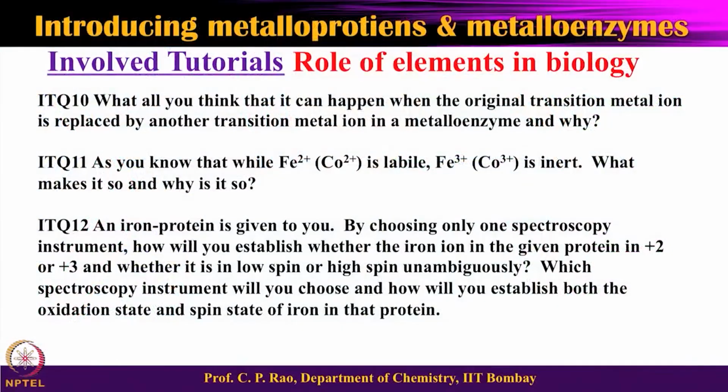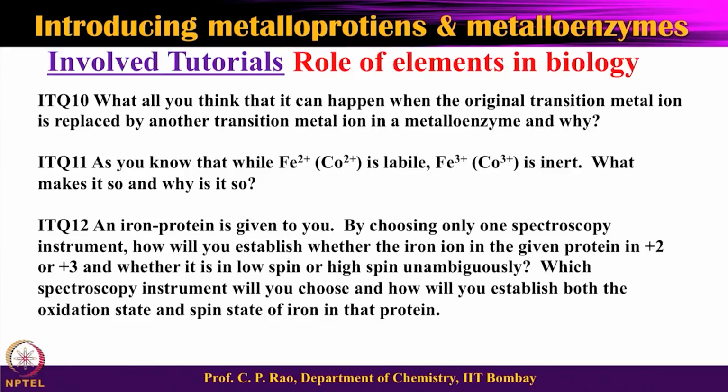What makes it so and why is it so? I am sure I have given you the plot, I have given you different ions and their labilities, inertness, etc. As you know, the lability can be identified from the crystal field stabilization energy of the ground term minus the crystal field stabilization energy of the activated complex. If this were to be positive, it is labile; if this were to be negative, it is inert. And also it depends upon the spin state and the size of the ion.